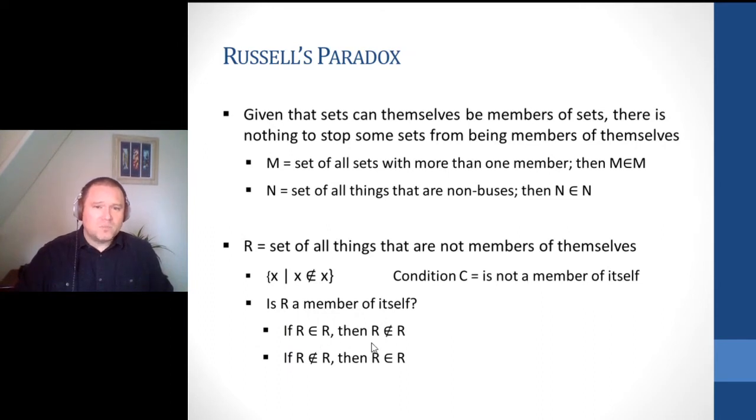If R is a self-member, then it must not be. And if R isn't a self-member, then it must be. And there's no way out here, at least no obvious way out here. All because what we've done is we've specified this condition, which by the axiom of comprehension is guaranteed to deliver us this set.